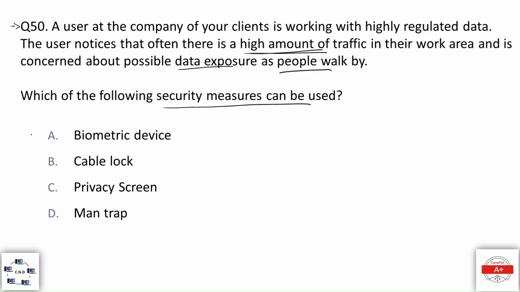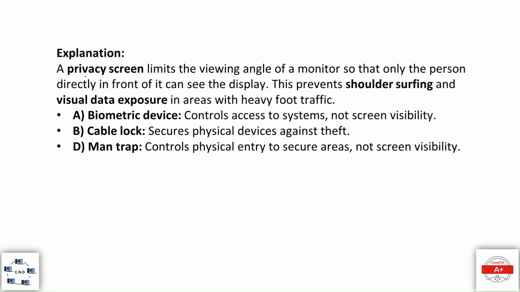The options are option A, biometric device; option B, cable lock; option C, privacy screen; and option D, man trap. And the correct option is, so you are talking about protecting the confidentiality of our data from people walking nearby or walking by, and it can be done through privacy screens. So a privacy screen limits the viewing angle of a monitor so that only the person directly in front of it can see the display. This prevents shoulder surfing and visual data exposure in areas with heavy foot traffic.